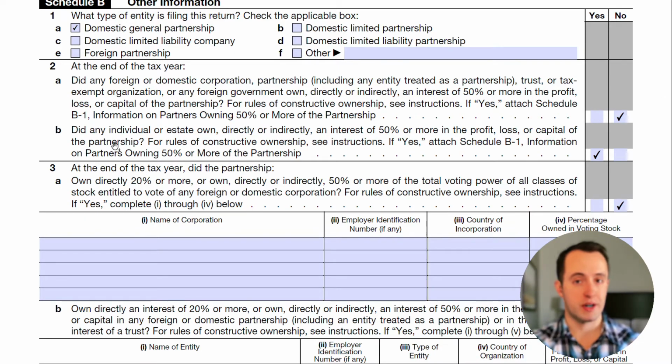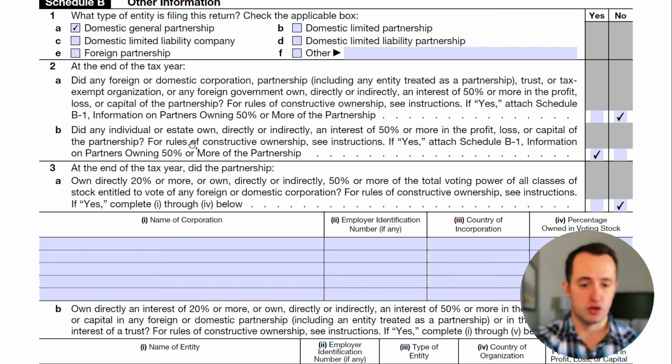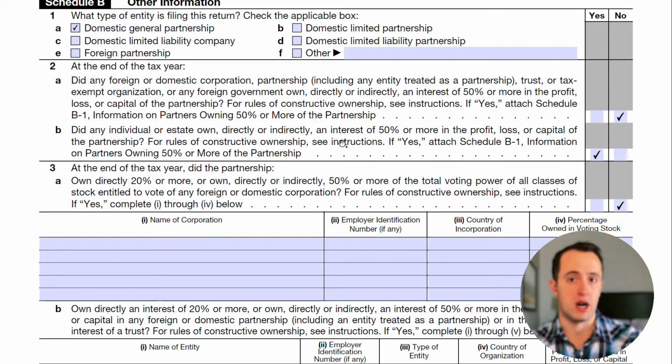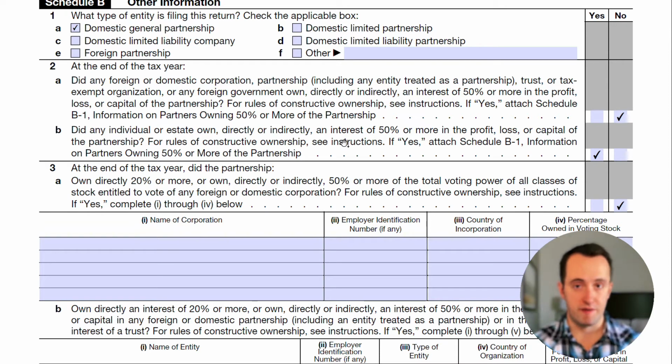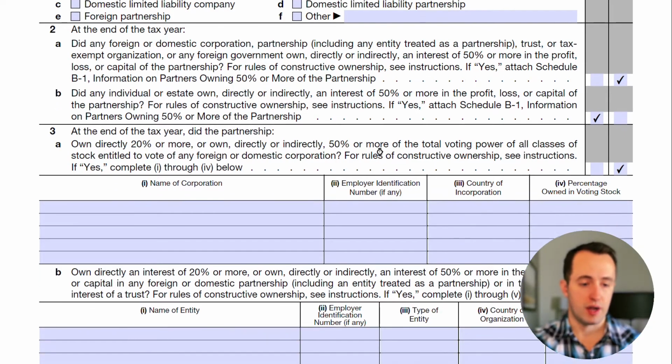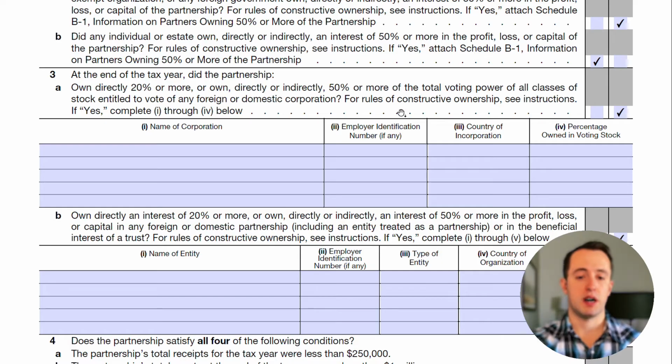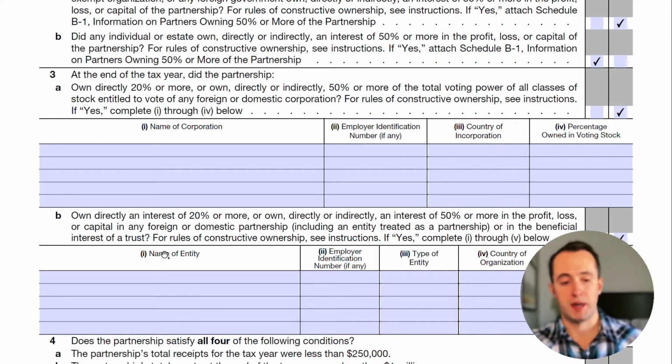B, a lot of people are going to check yes for. It's saying, did any individual have 50% or more of the profit, loss, or capital gains of the partnership? So if it's just 2 people that split the business 50-50, yes. Each of those persons has 50% or more ownership of the business, so you will select yes. 3A and B is basically talking about, did you have foreign entities, foreign corporations, partnerships, individuals, as well as any sort of entity that owned 20% or more? So for B, did your partnership own a percentage of another business? It's going to be no for both of these.